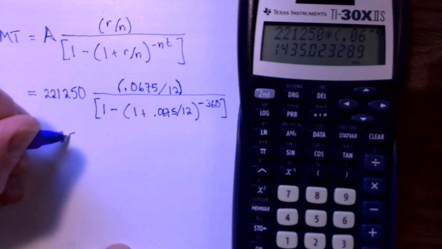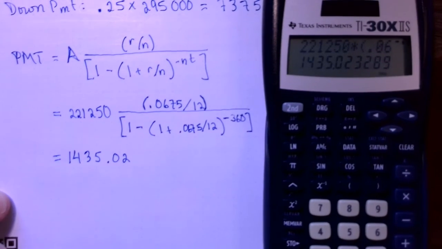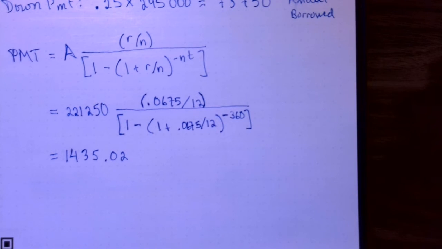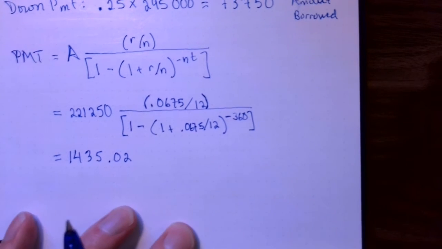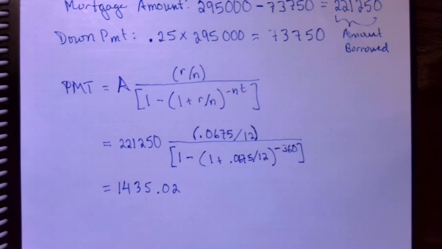$1,435.02. Okay, so every month you need to send the bank $1,435.02 to cover your mortgage. Okay, now some of that is going to be used for interest, and some of it is going to be used to pay down the principal. In other words, to actually pay back the loan.